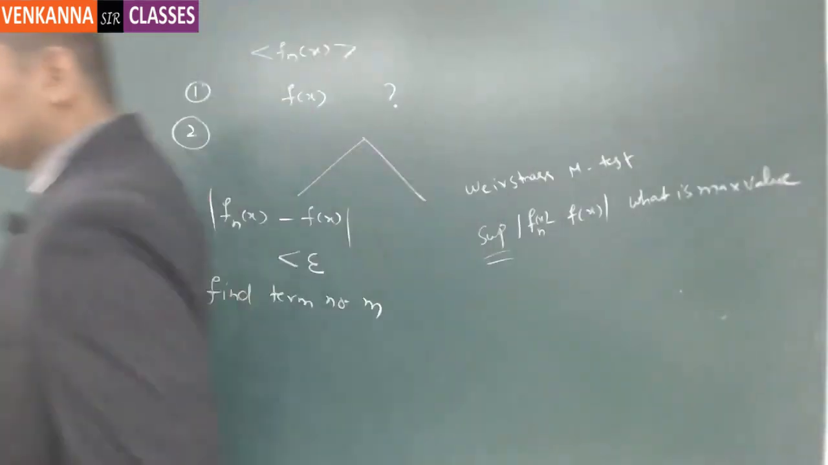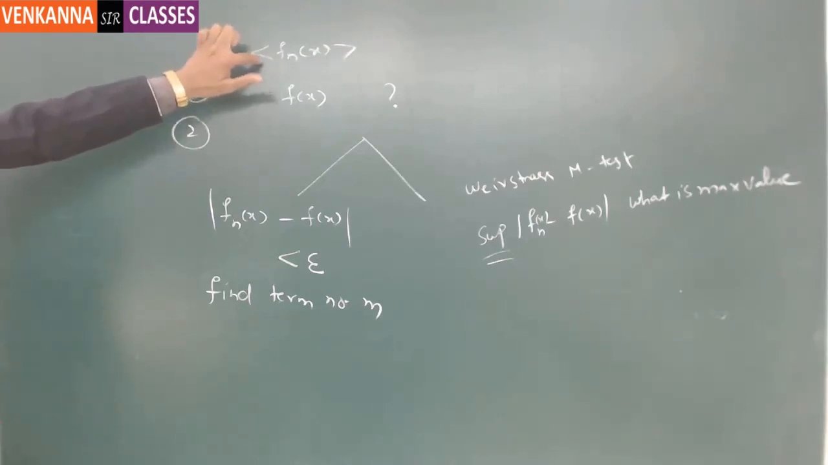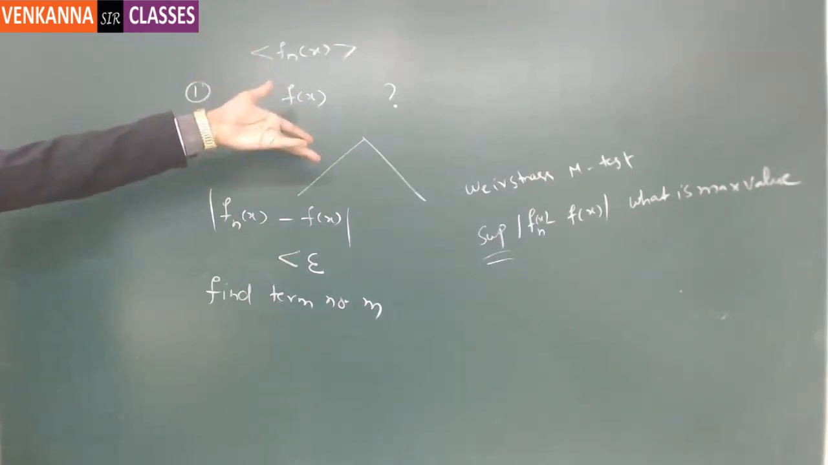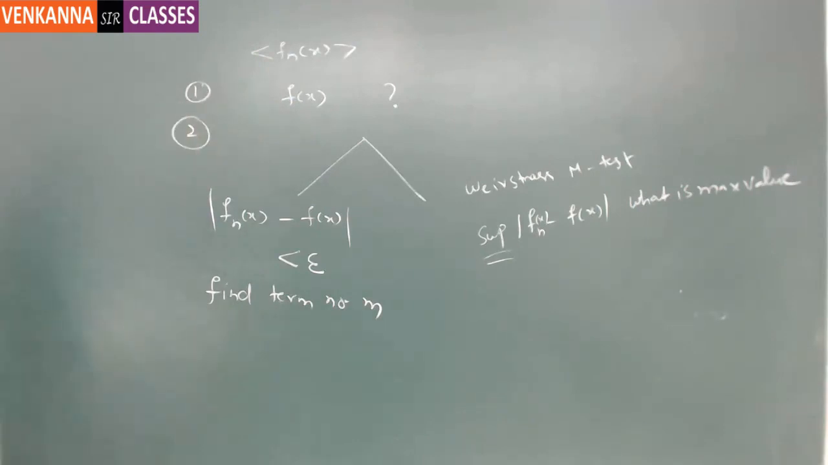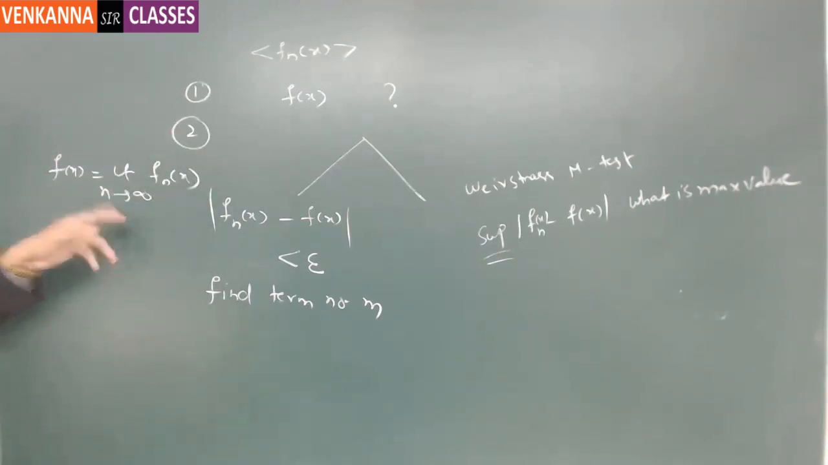Step 1: after having fn of x, by applying the limit, we will find f of x. What will be the limit function? The limit must exist, right? So first we find the limit, because we know that f of x is equal to limit n tends to infinity fn of x. Here fn of x is given in the problem. For this, you apply the limit, which is taken as f of x, right?